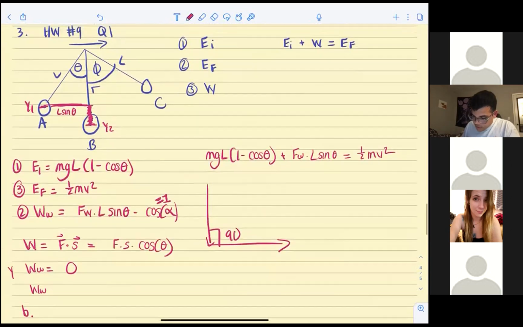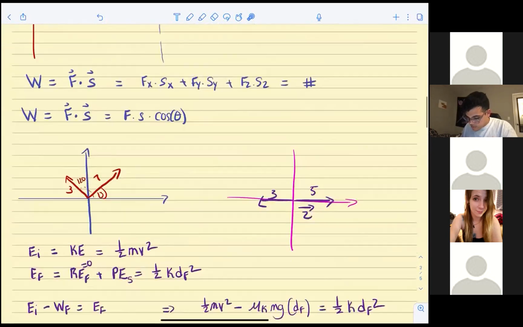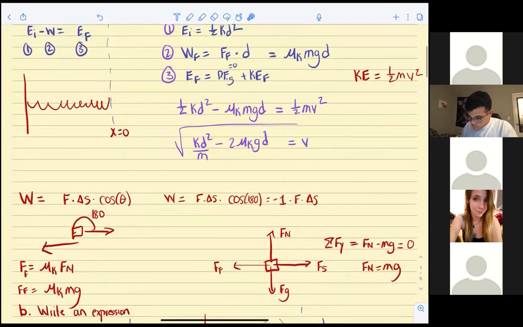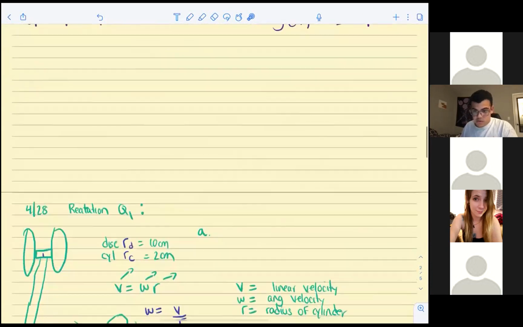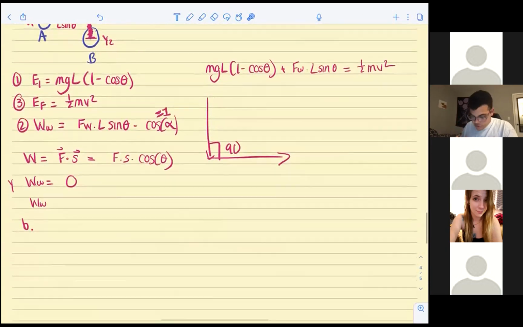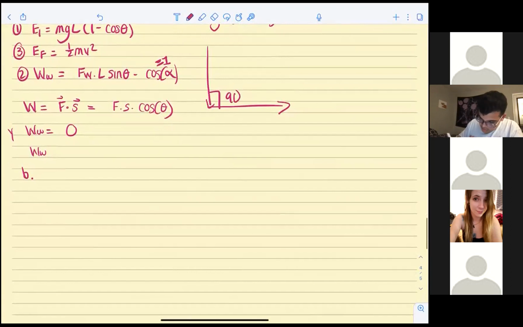In case you haven't caught on, we're going to define these 3 things: energy initial, energy final, and the work done, if there is work to be done, okay? It's the exact same thing that we did with the spring. 1, 2, 3. If there's work and then there's energy, you just define the three things. So E initial plus or minus work is going to be equal to E final.